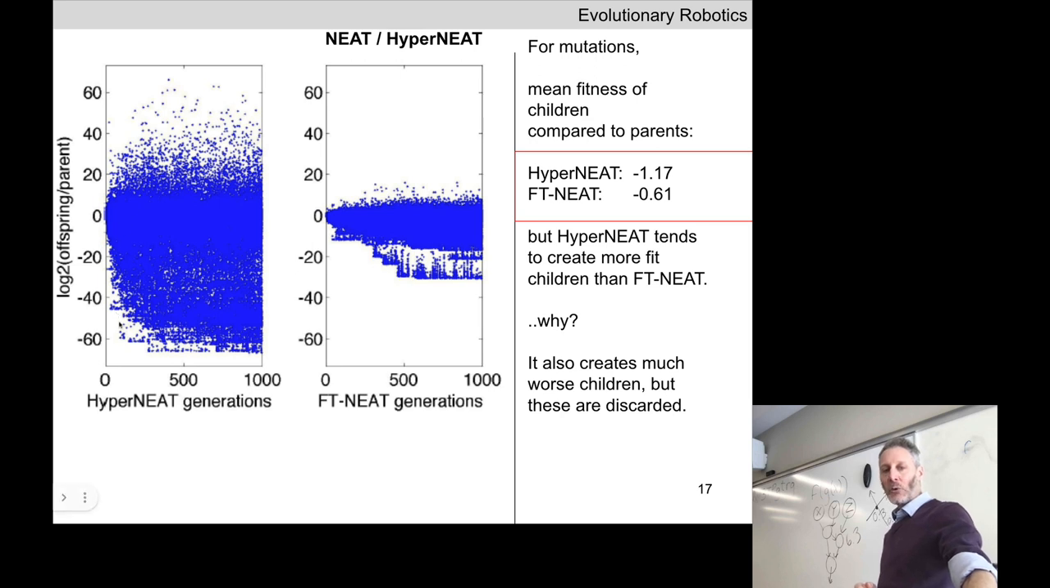The point has a negative y value if the child had a lower fitness than the parent, and the point is above the y equals zero line if the child had a higher fitness than the parent. So everything above y equals zero here, these were beneficial mutations. Whatever change was made as the parent was producing the child, that change caused the robot to move faster. These are detrimental mutations. Whatever change was made, it caused the child to move slower than the parent. Make sense? They did the same thing in all the evolving populations when we weren't evolving CPPNs, we were just evolving NEAT.